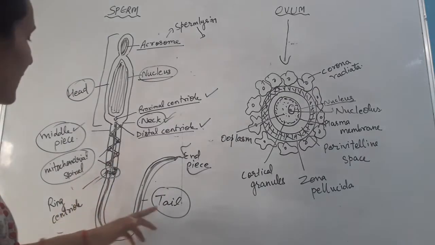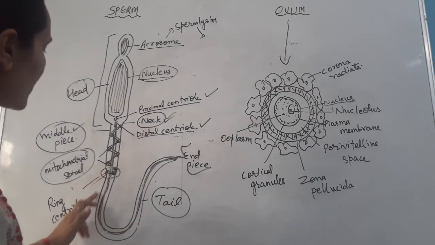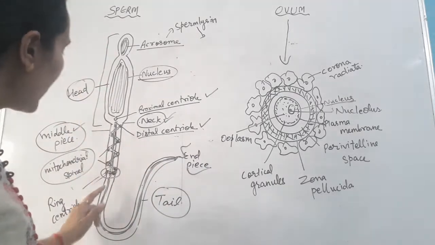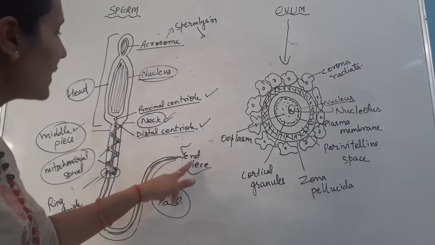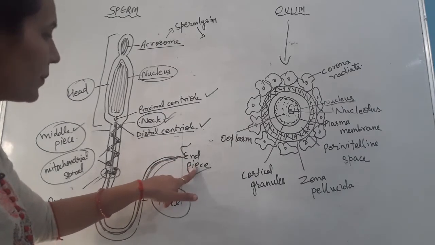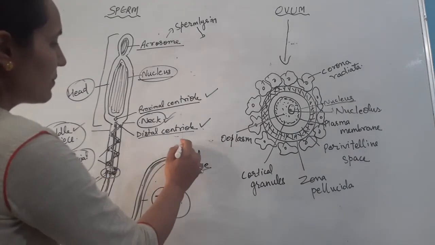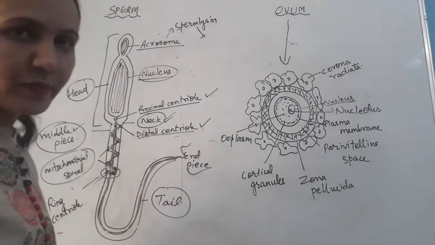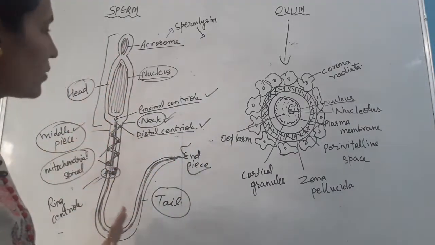The last structure is the tail, which is surrounded by the plasma membrane. The whole structure is surrounded by plasma membrane and this axial filament continues till the end piece of the sperm. You can see here, there is no plasma membrane present, only the naked filament, which is known as the end piece. Okay, that was all about the sperm.